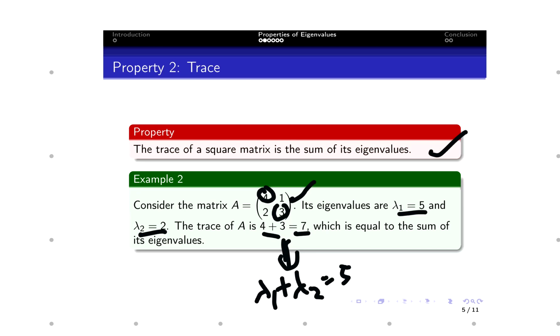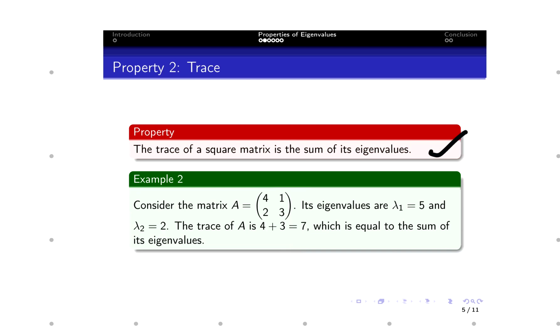So you see that the trace of a square matrix is equal to the sum of its eigenvalues. Very important. Okay, so if I give you a particular matrix and tell you to find the trace, or I give you the eigenvalues of a square matrix and tell you to find the trace, of course, trace is easy, right? You can easily add this up.